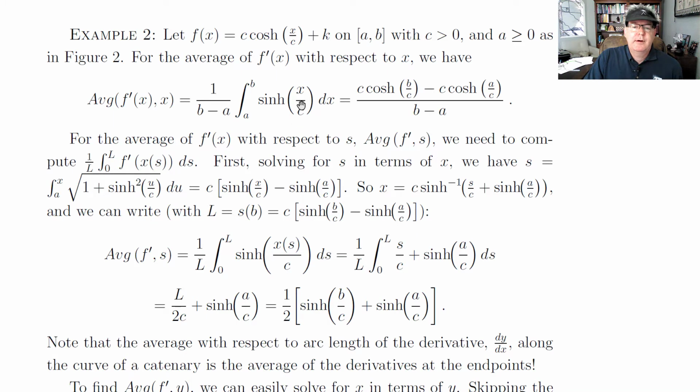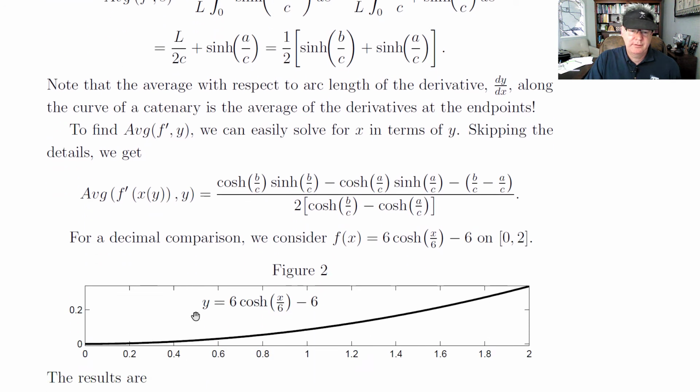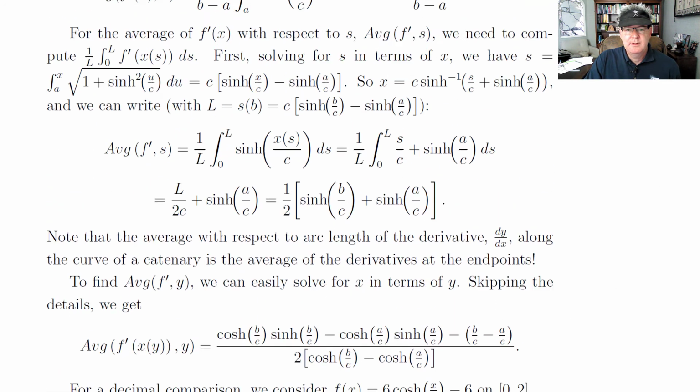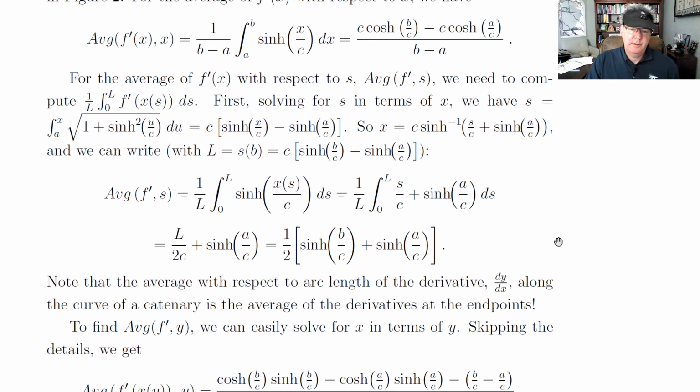So I did it for a random hyperbolic cosine curve, c cosh of x over c plus k. And in particular, first I did it in general, and then for the specific curve, 6 cosh of x over 6 minus 6, just to put it at the origin where it starts. I went from 0 to 2. I won't go through too much of the work, but this is one where you can solve for x in terms of s analytically. So I could substitute it in.